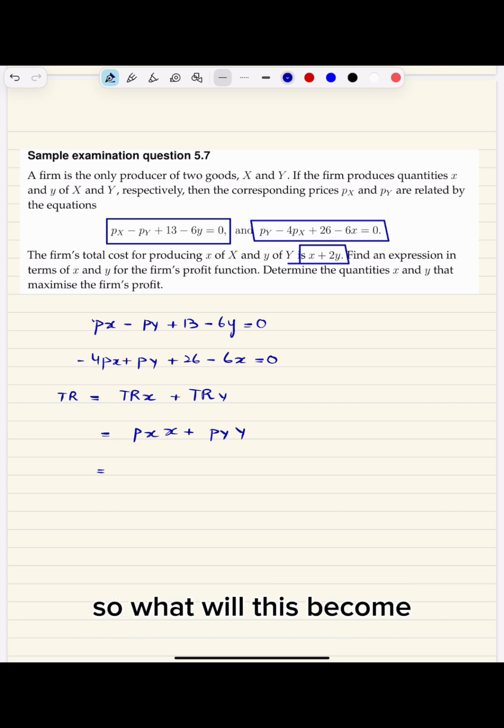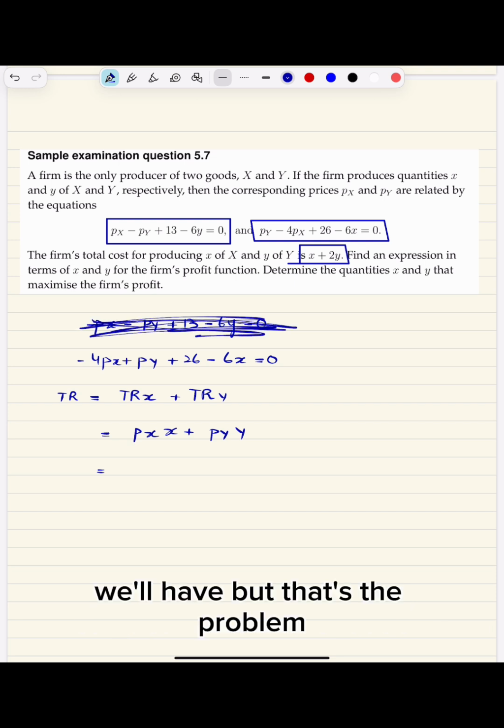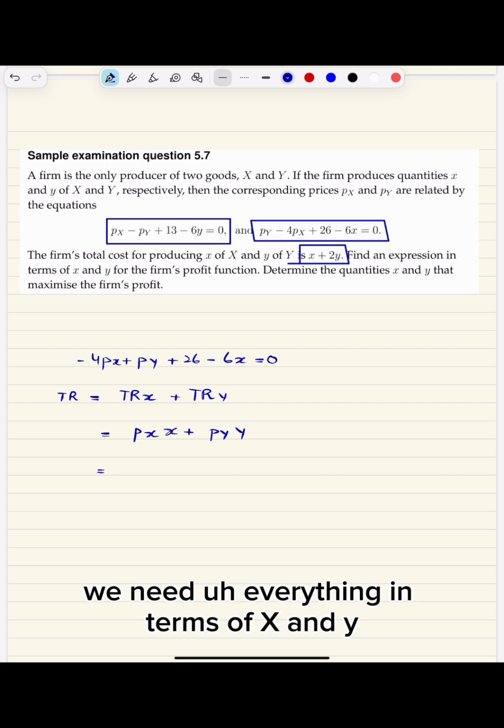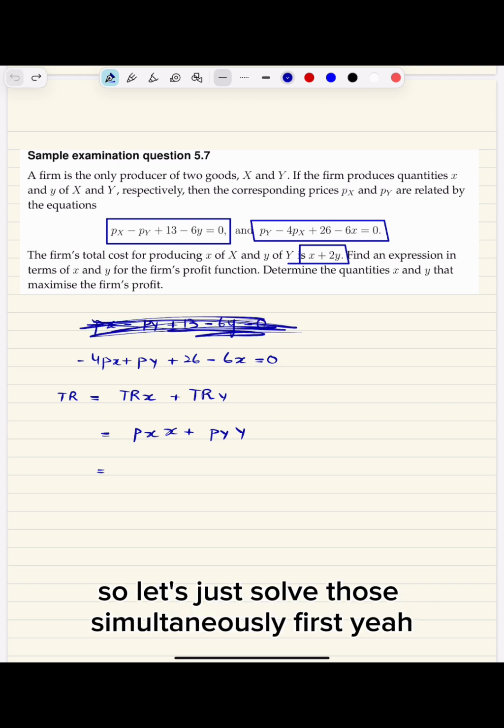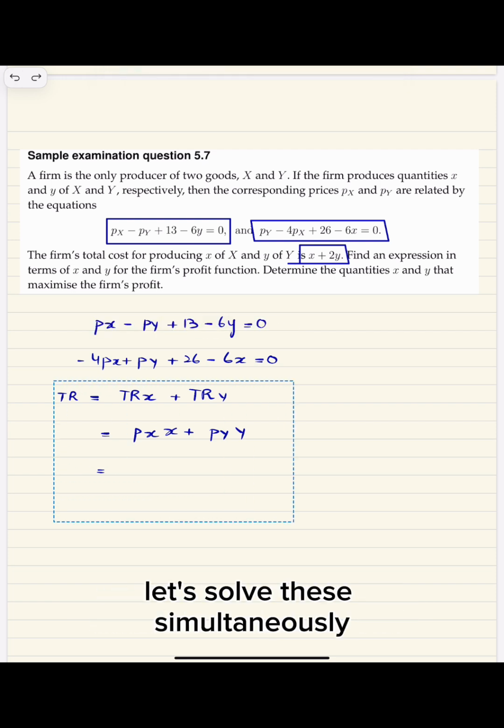So what will this become? We'll have, but that's the problem. We need everything in terms of x and y. We need to eliminate prices. So let's just solve those simultaneously first. Yeah, let's solve these simultaneously.